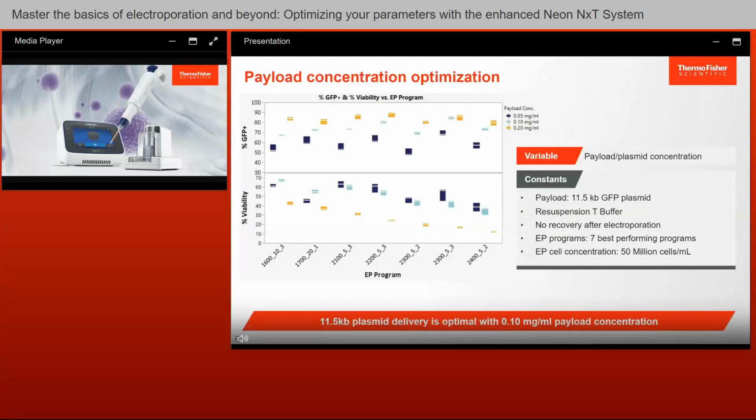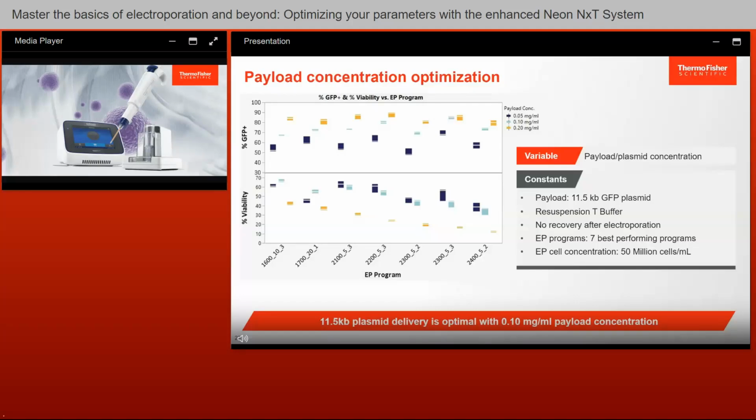For the plasmid concentration of 0.2 milligram per ml, the percentage of GFP positive cells was significantly higher compared to other concentrations, while the cell viability was significantly poorer. The difference in cell viability between 0.05 milligram per ml and 0.1 milligram per ml was minimal. The 0.1 mg per ml plasmid concentration exhibited significantly higher transfection efficiency compared to 0.05 milligram per ml.